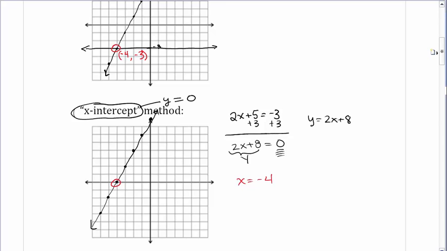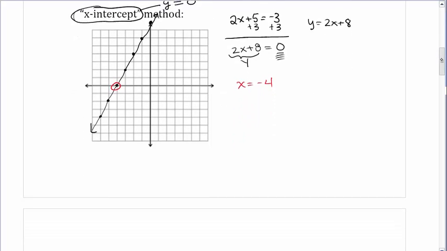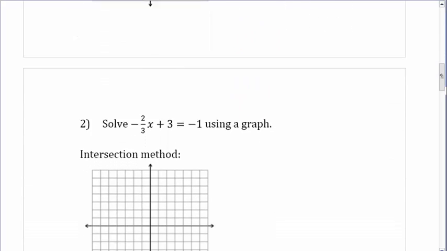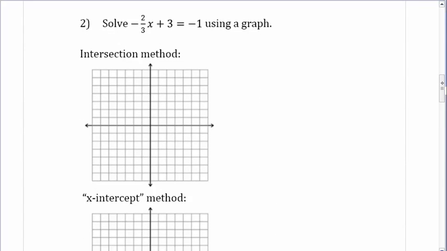Now you might ask yourself, with an equation like 2x plus 5 equals negative 3, why would you go through all the effort of making a graph to come up with the solution? Well, it becomes clearer that it might be more beneficial if you start having equations that involve a bunch of fractions.